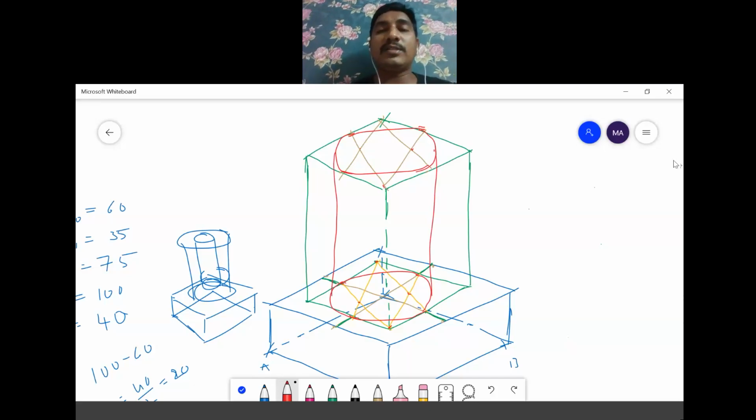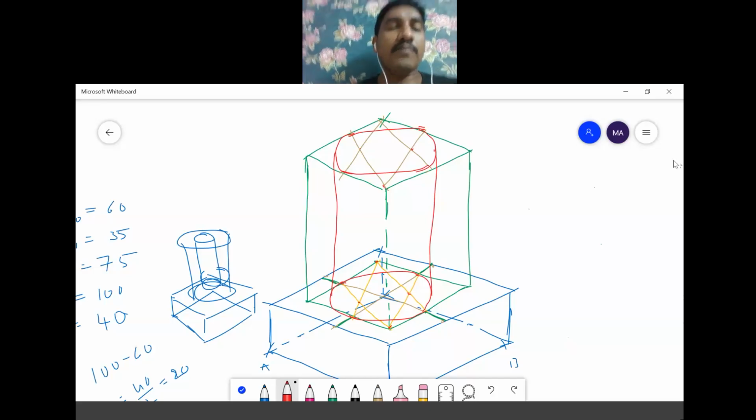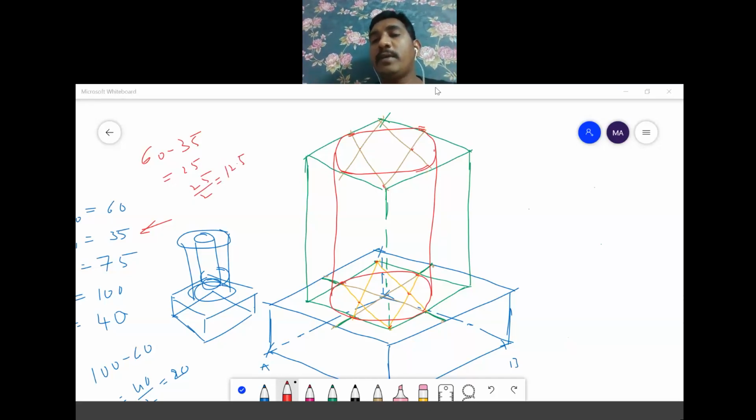Okay, see, this is the normal cylinder. Then you have to draw a hollow cylinder and the outside diameter is 60 as given. Inside diameter how much? He has given inside diameter as 35. Here 60 minus 35, how much? It is 25. Okay, 25 by 2, it is 12.5. So what I have to do is, we have to reduce 12.5 mm on each side.